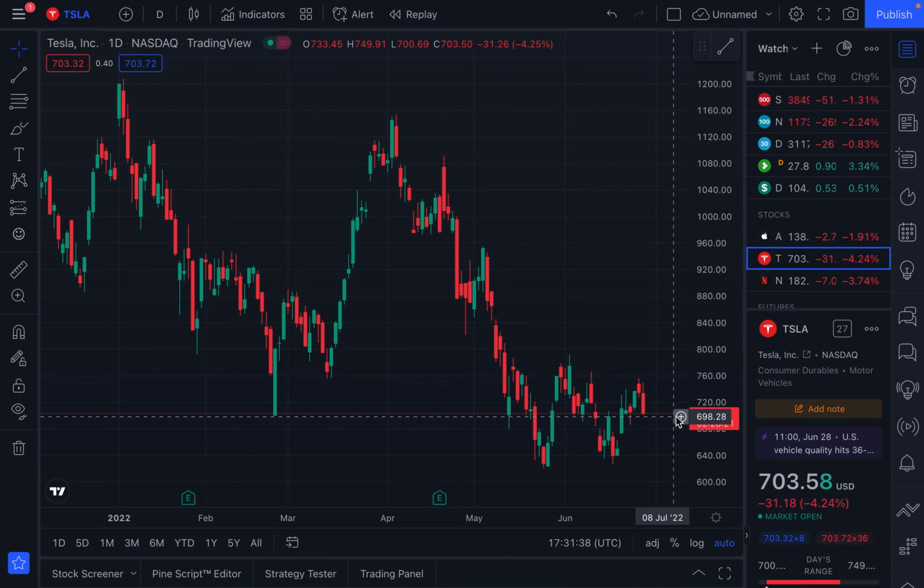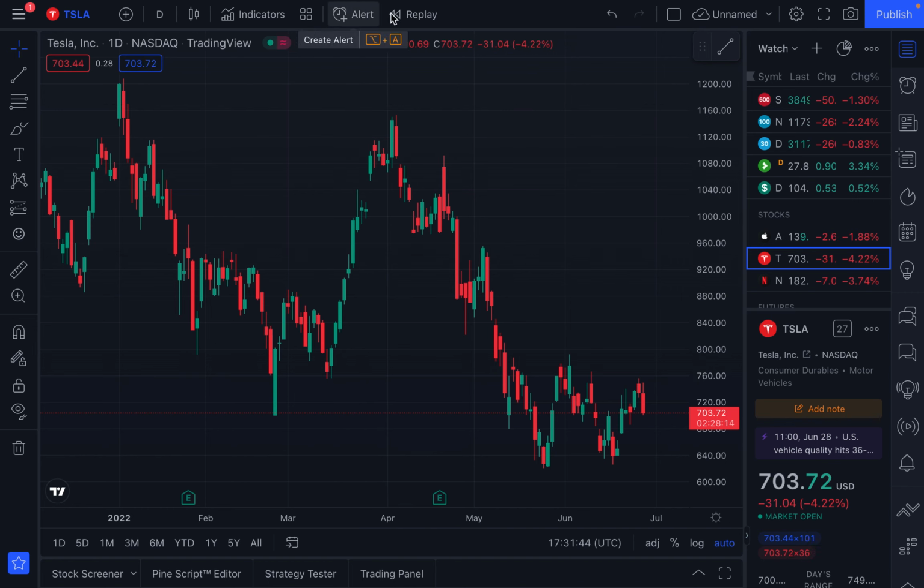So what I'm going to be doing here today is using TradingView, and I'm going to be using ticker symbol TSLA, which of course is Tesla. Looks like Tesla is down 4.2% today. So let's first start by talking about RSI.